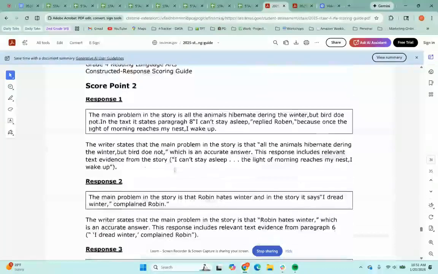Now let's look at the ones that got 2 points. This is what we're trying to go for in 3rd grade to English 2. More than half the state of Texas is not getting these 2 points. So let's look at the kids who did get 2 points.